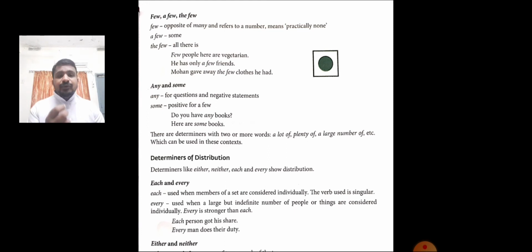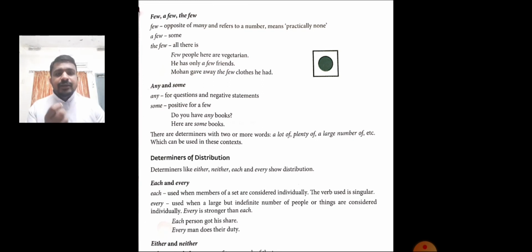Now we are going to see the next one. The third one is determiners of distribution. Determiners like either, neither, each, and every show the distribution. Now we shall see the usages of that. Each and every. Each is used when members of a set are considered individually. Then the verb is singular. For example, each person got his share. Each student writes the exam.